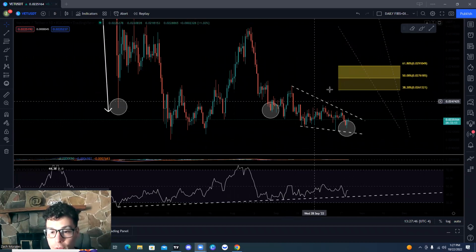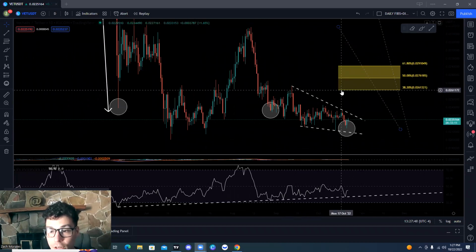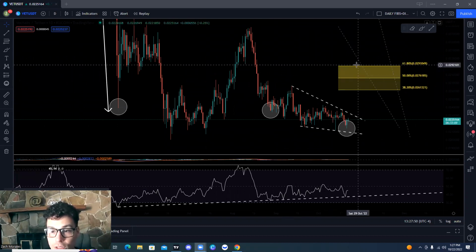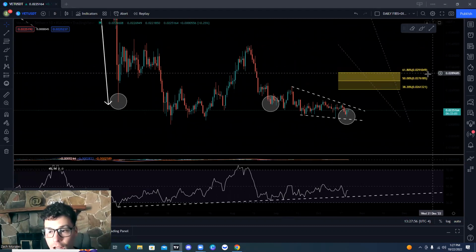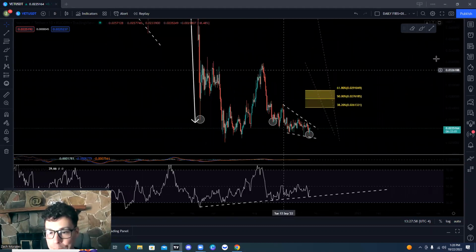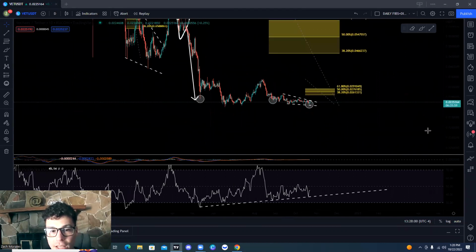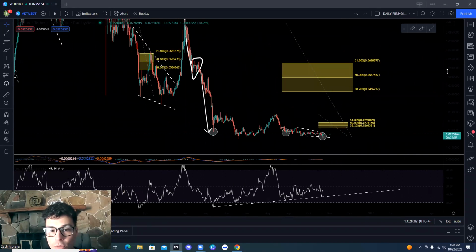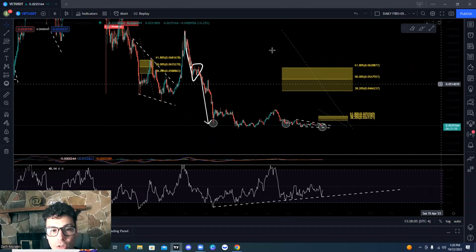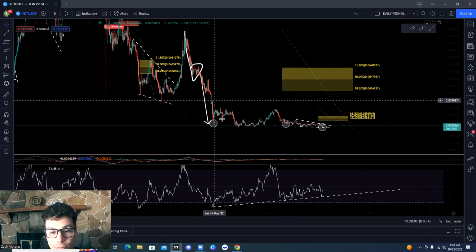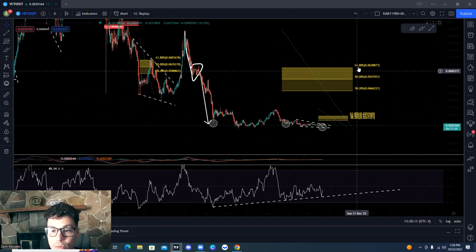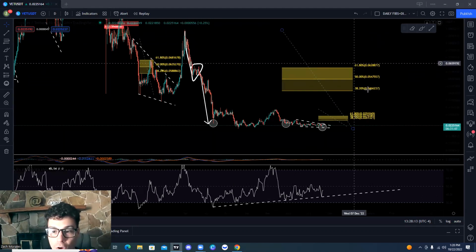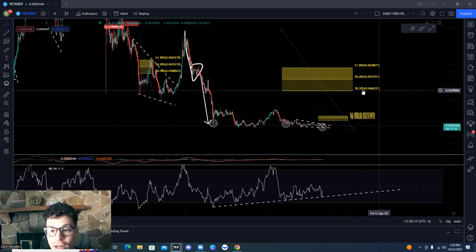So we may retrace to the 38.2, to the 50%, or the 61.8% if we get this breakout. Those are the things that I'm looking at currently, and that I like a lot. If we take a look at the whole move and the whole potential, if we look for a retracement of this very, very big move down, we have the 38.2, 50%, and 61.8% all the way up here at these much higher price targets.